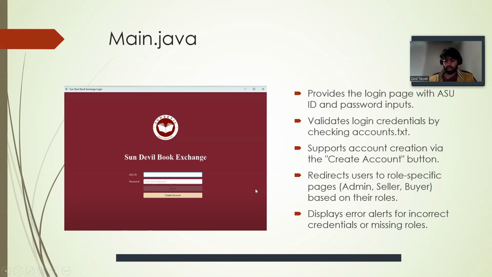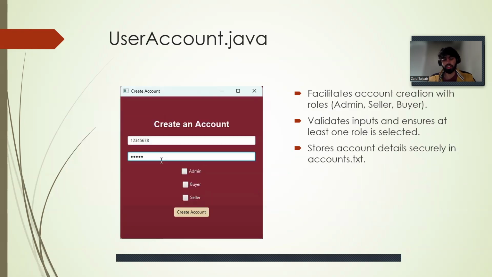So this object interacts with user account.java object. So this is the object responsible for creating an account. We can create multiple types of account at the same time, or we can create one, and we can create either admin or seller or buyer account, and it stores all accounts in a text file called accounts.txt.